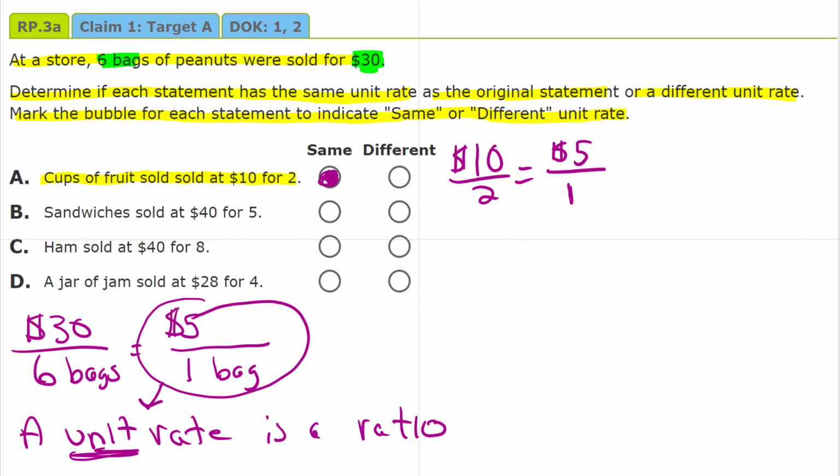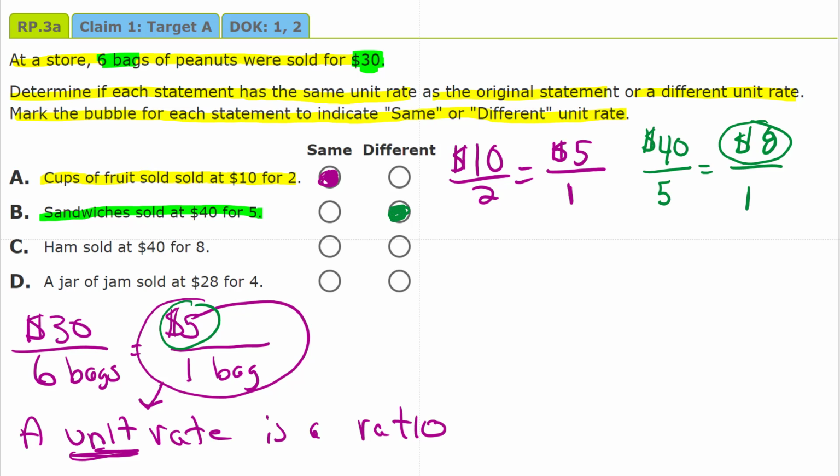Going on to B, sandwiches were sold at $40 for 5. So $40 for 5, here we go over here, we have $40. And for 5, so 5 sandwiches, if we want the unit rate, that means that we just want 1. And so 5 goes into 40 8 times, so that number is 8. So this is different than 5, so we're going to mark different.